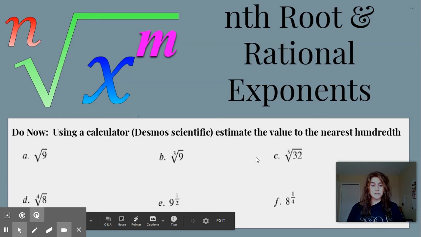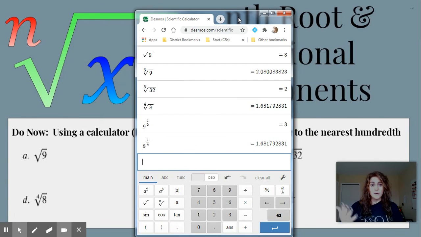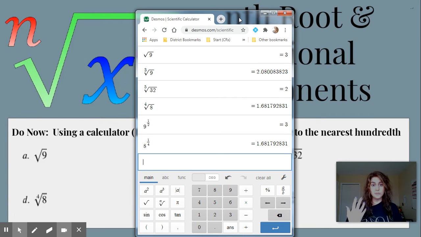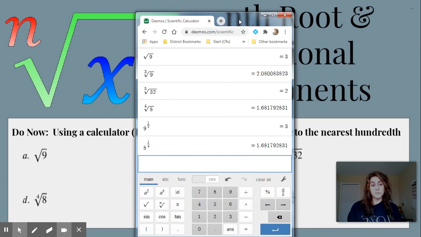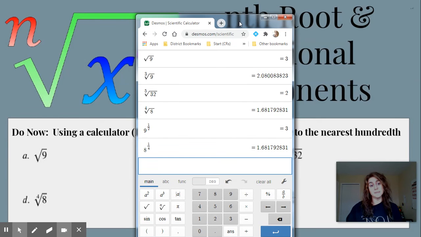So we're going to go through this Do Now in class, but you would use your Desmos calculator, or if you have a regular scientific calculator, and you would get these values. You can see there are a few of them that are nice perfect roots, 3, 2, and 3, and then obviously we have some decimal answers as well. We are going to learn how to simplify, just like we did simplifying square roots. So if they want either an estimated answer like we see here, or an exact answer, which would be the simplified radical form, we will know how to do that.